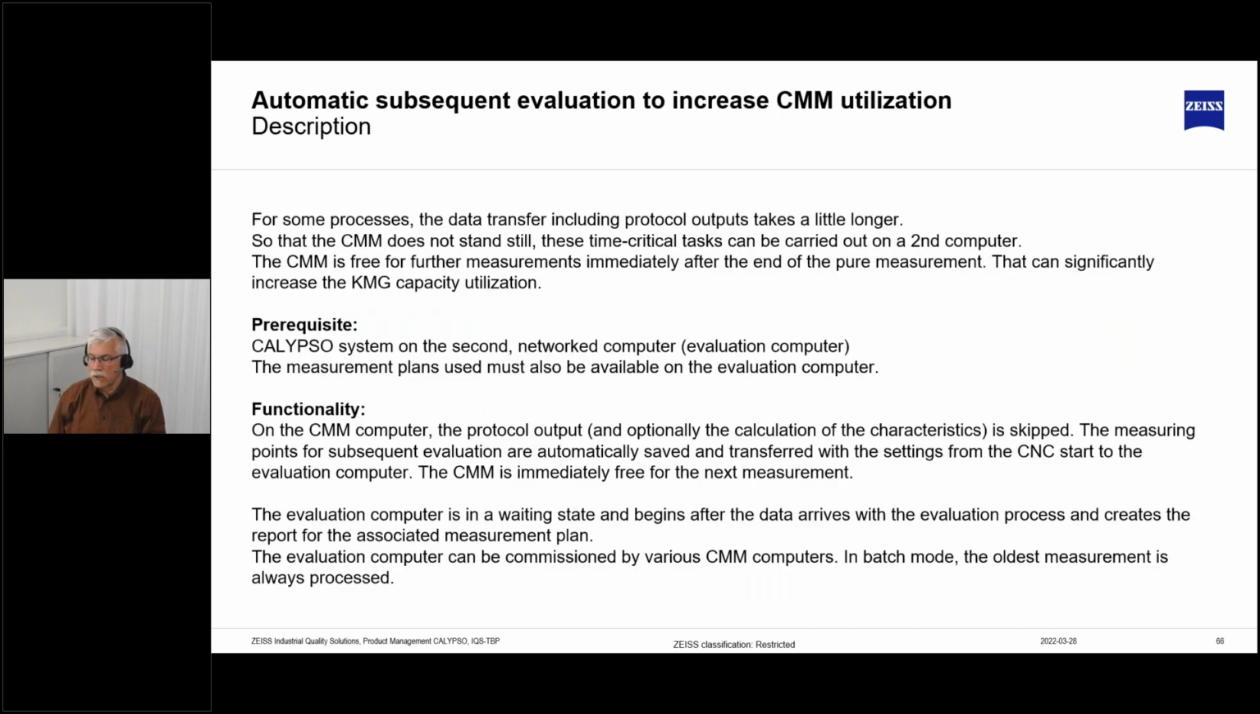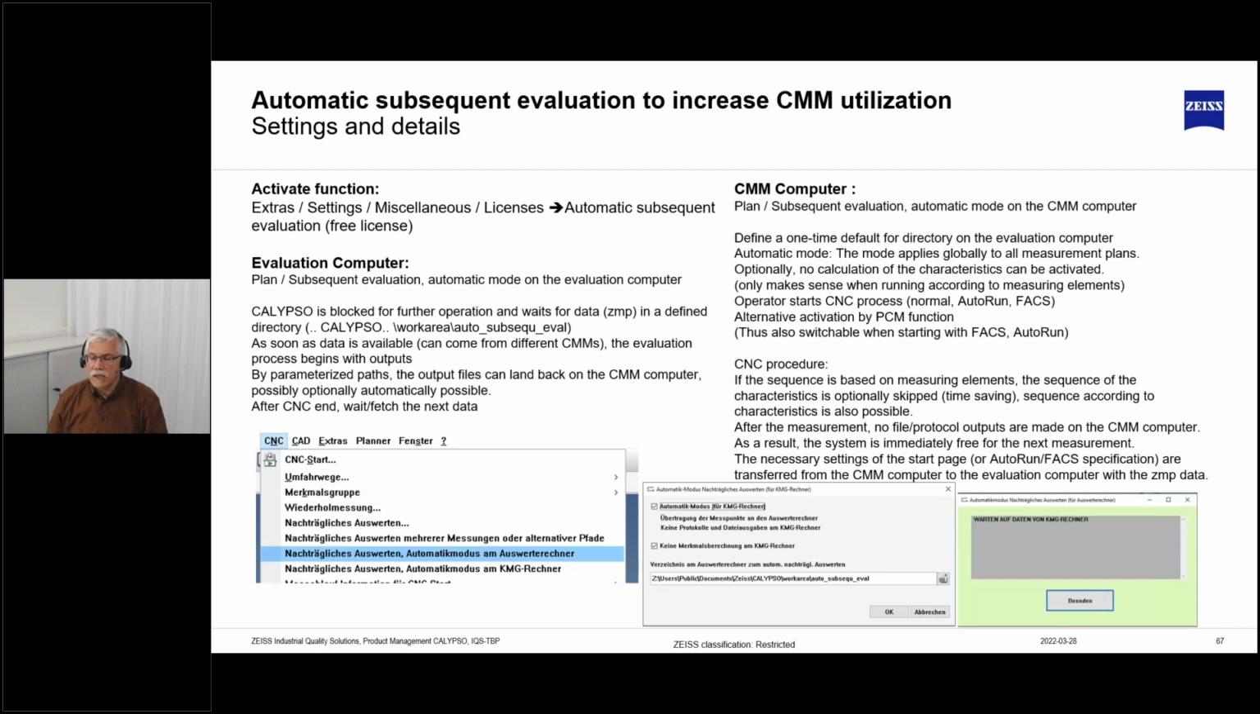So, okay, these are the prerequisites. We need the same measurement plan and the same software options on the CMM computer and also on the evaluation computer. If you have the curve option necessary on the CMM computer, then you also need the curve option on the evaluation computer. This is an option, but it's free with a free license. If you want to have the function, you have to activate it.